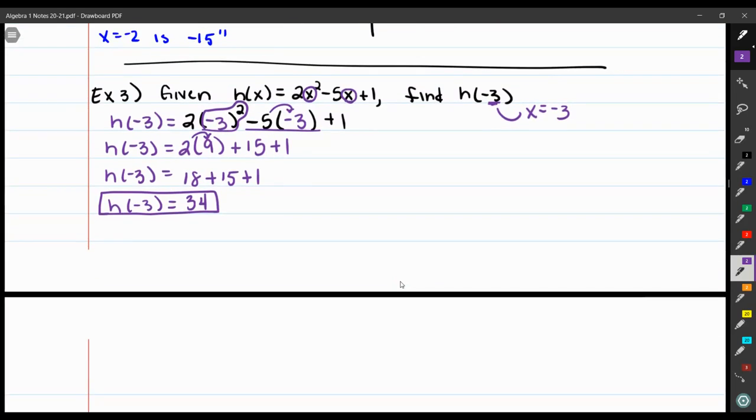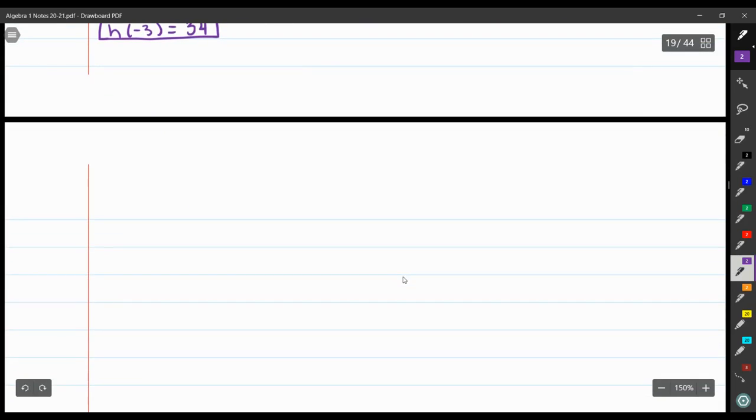So now, what happens if I don't give you x? Let's look at example 4 and 5. So example 4, what happens if I don't give you x? You're given f of x equals 5x minus 1.